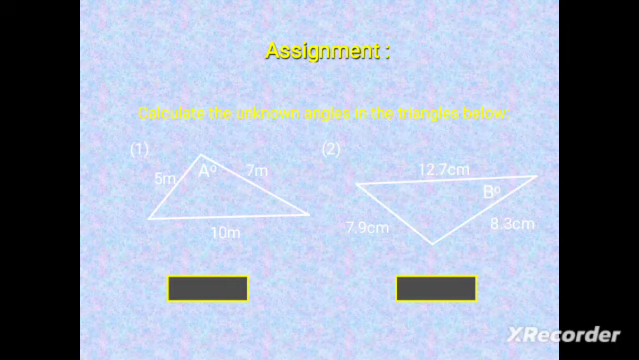Now, let's take some assignment on the same. Calculate the unknown angles in the triangle below. We have two questions, two triangles there. If you do the first one, you'll be able to get A degrees equal to 111.8 degrees. Number 2 will give us the value of B degrees to be 37.3 degrees.